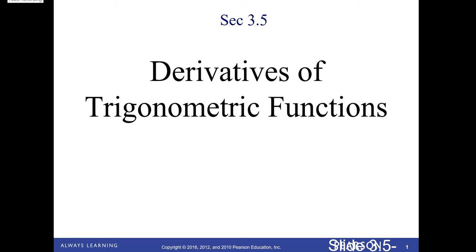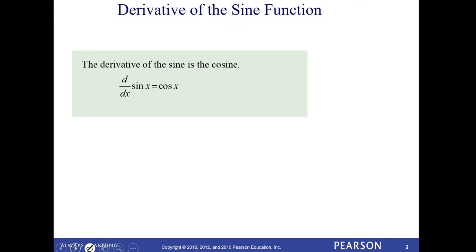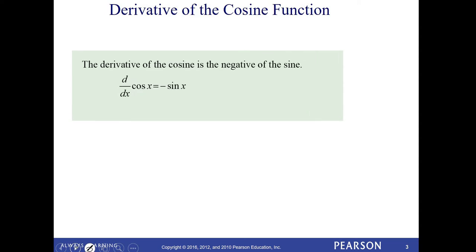Section 3.5 is derivatives of trig functions. Again, this is going to be review, so we're going to go through pretty quickly. I'm not going to do a lot of examples or explanation. So the derivative of sine x is cos x. These are ones that we should already have memorized. The derivative of cos x is negative sine x.